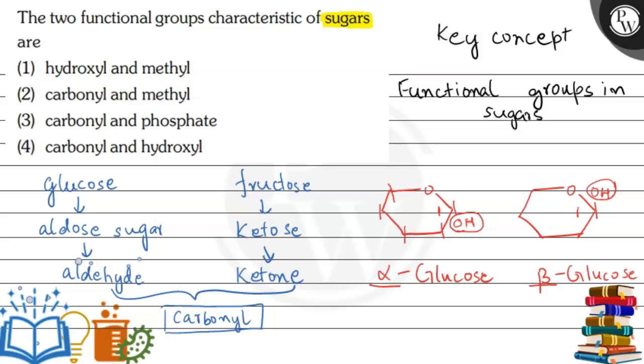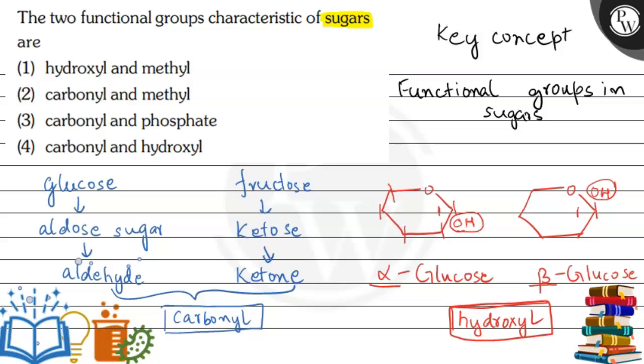So we can say that the second characteristic functional group of sugar is the hydroxyl functional group. So the hydroxyl functional group is the second characteristic functional group of sugars.